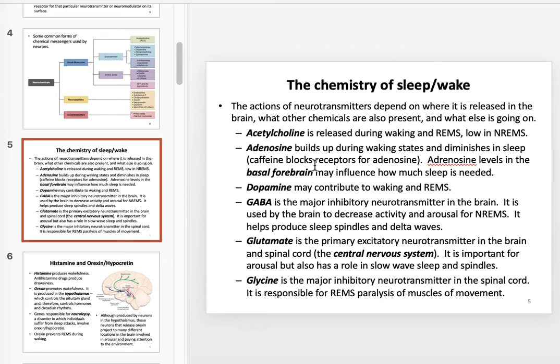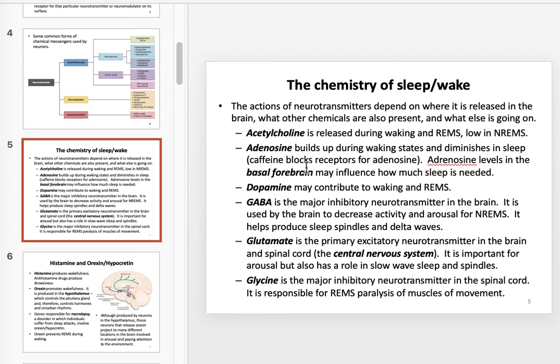Adenosine builds up in our waking state, and it's also what caffeine blocks. Adenosine receptors should bind to neurons and help signal that people are sleepy. As adenosine builds up, it would bind to more receptors, but caffeine blocks those receptors, and that's why we don't feel as sleepy after we have caffeine.